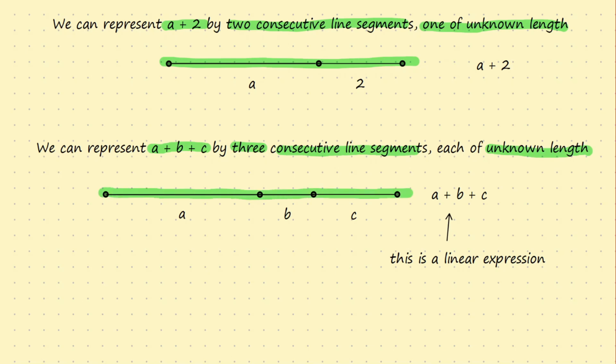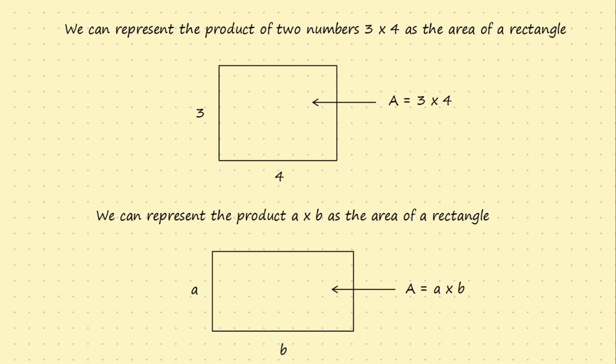And an expression of the form a plus b plus c, or of the form a plus 2, is called a linear expression. We can represent the product of two numbers, like 3 times 4, as the area of a rectangle with sides of those lengths. So we have a rectangle with sides 3 and 4, and its area represents 3 times 4.